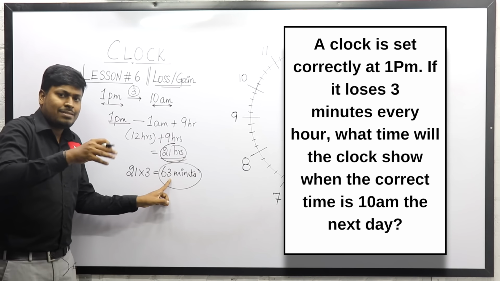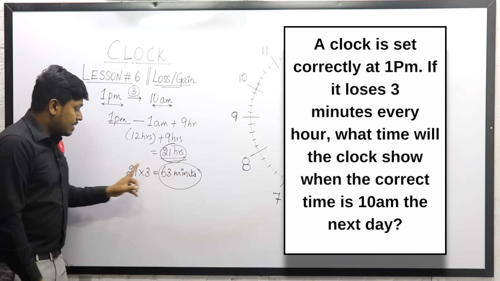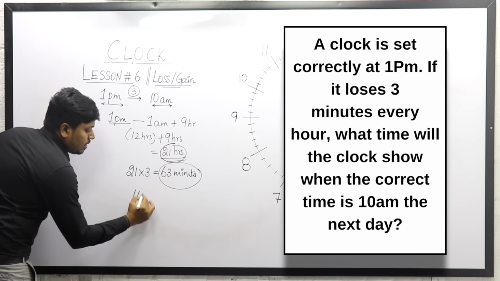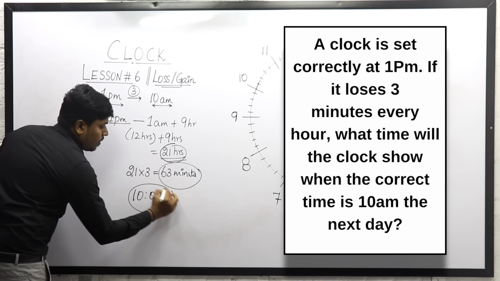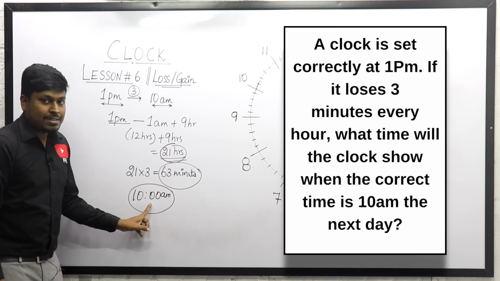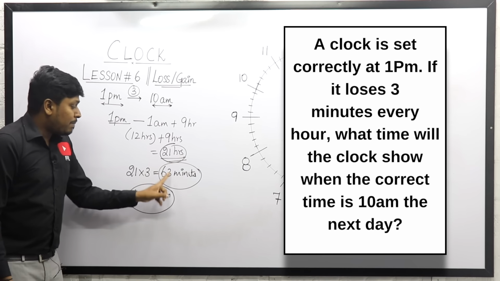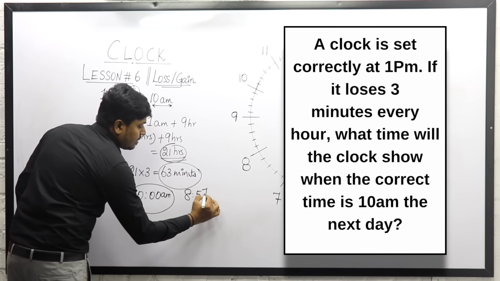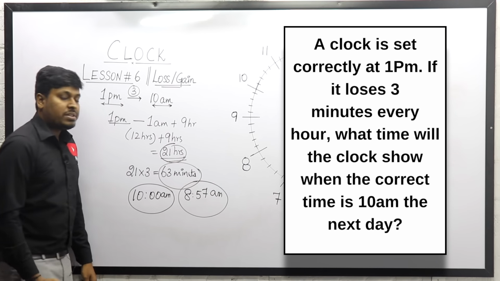So we can say in other words that the clock loses 63 minutes in this complete 21 hours. So the right clock will show 10 a.m. but now the wrong clock loses 63 minutes. So you need to subtract 63. First, if you subtract 60 minutes it will be 9 o'clock, and subtract 3 minutes will be 8:57 a.m. So this will be the answer for question number 4.